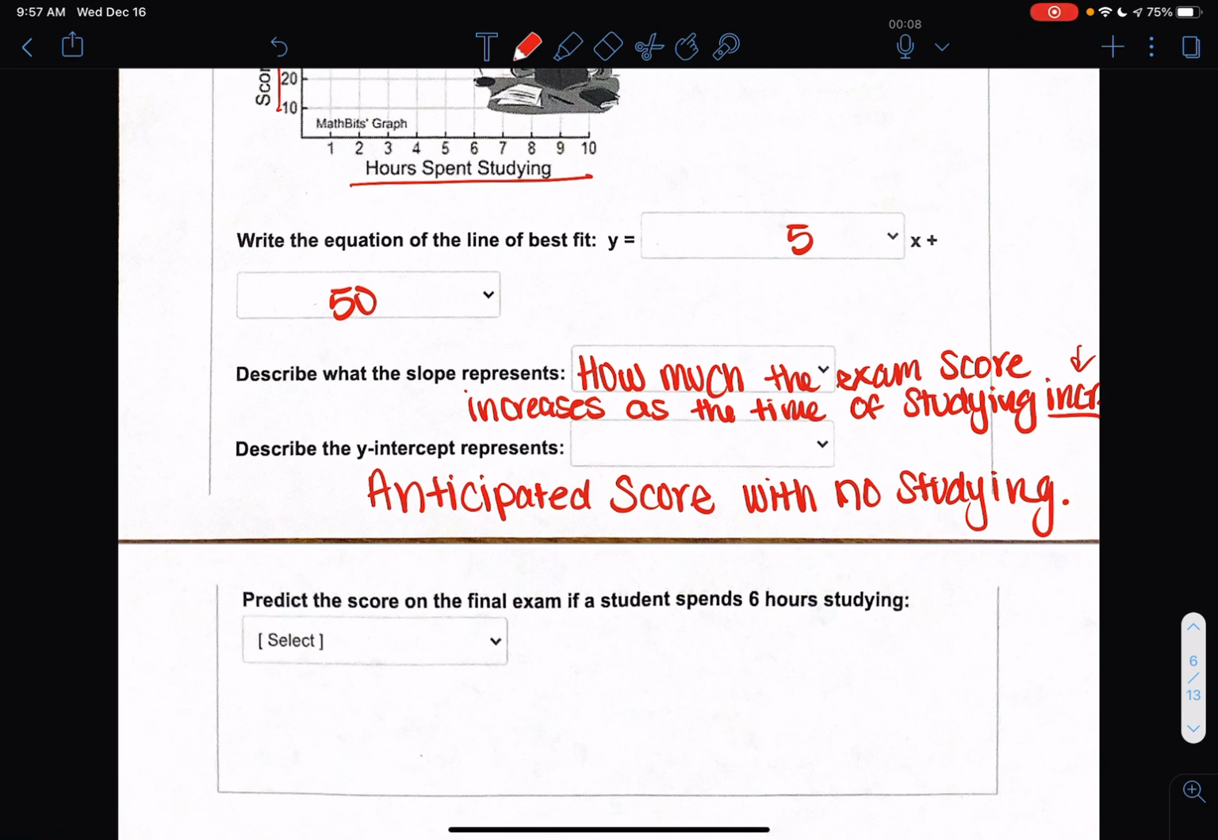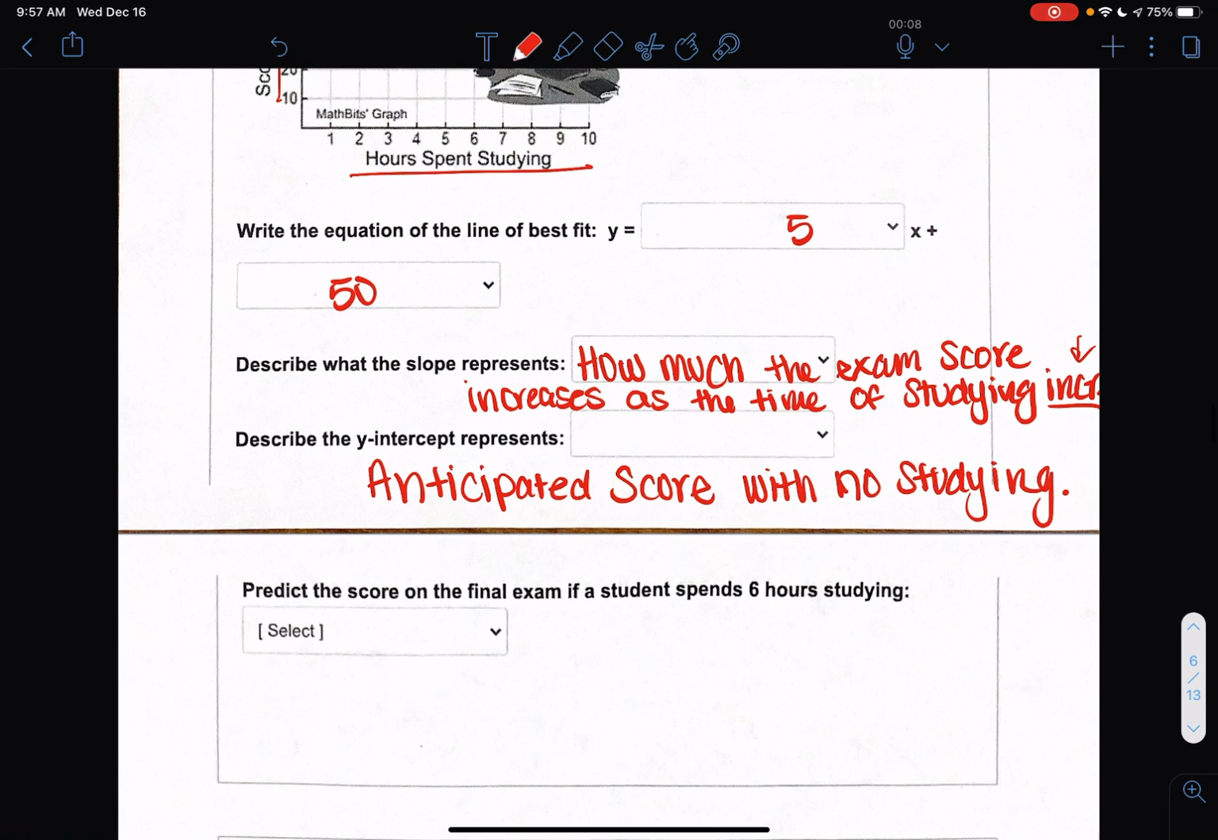Okay. All right. And now it says predict the score of the final exam if a student spends 6 hours studying. So we are looking at how much they will end up scoring on that test if they spend 6 hours studying, okay? So I'm going to use that representation of the equation that we found at the beginning, which is y is equal to 5x plus 50. And I have to figure out where I am going to plug in this 6.